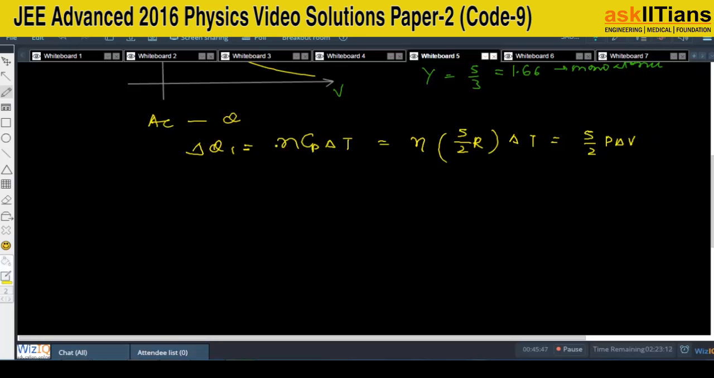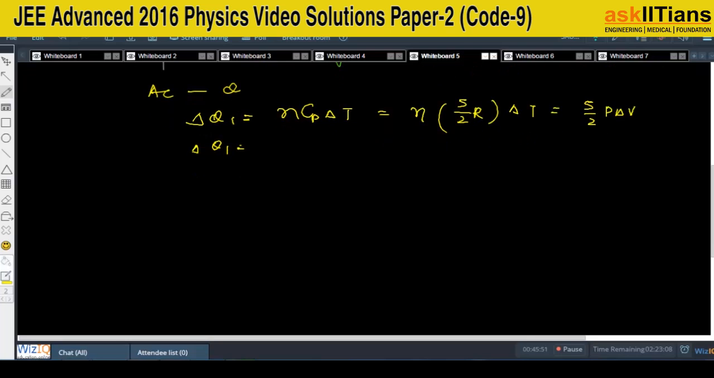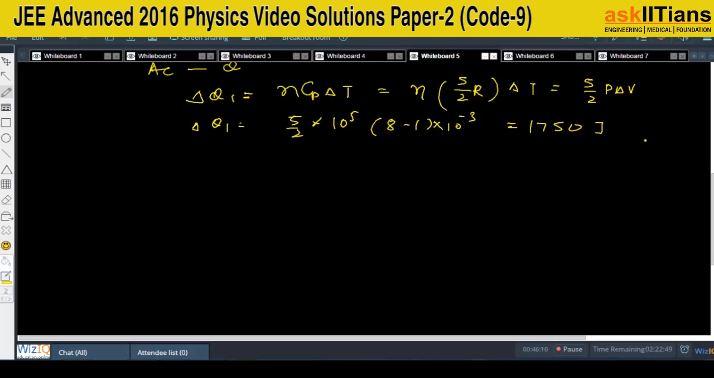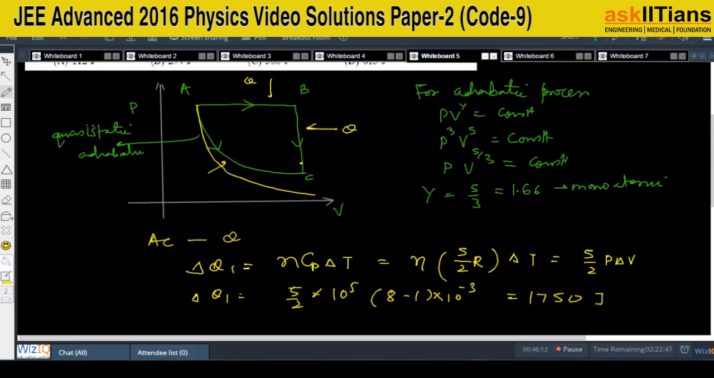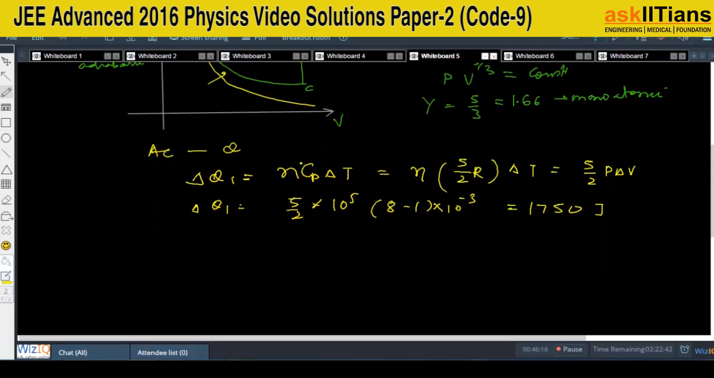Now on placing the values of different terms, P delta V, change in volume, so 5 by 2 times pressure, which is 10 to the power 5, into volume change, 8 minus 1, into 10 to the power minus 3. Solving this, we got 1750 joule of energy supplied to the system. Similarly, we are going to calculate for process A to B, B to C.